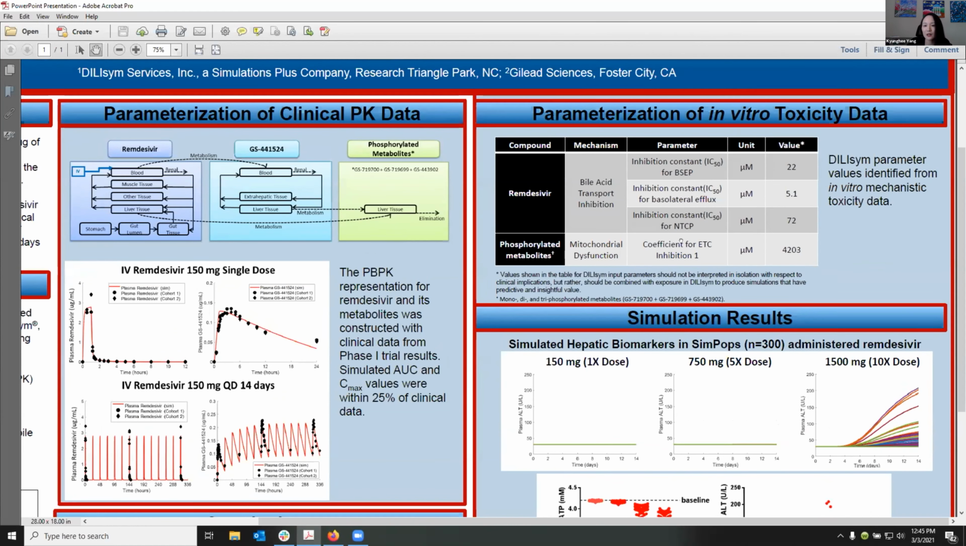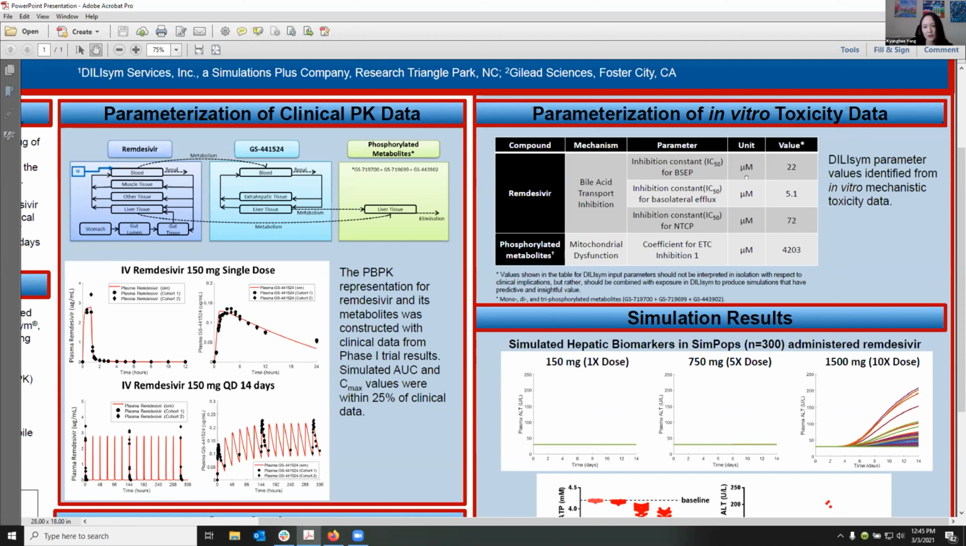And now let's focus on the top panel, which shows the summary of the in vitro mechanistic toxicity data. First, the bile acid transporter inhibition assays were performed using inside-out membrane vesicles for efflux transporters and the transfected cell lines for uptake transporter NTCP. And data indicated that remdesivir inhibits multiple hepatic bile acid transporters, including BSEP, MRP3, MRP4, and uptake transporter NTCP.